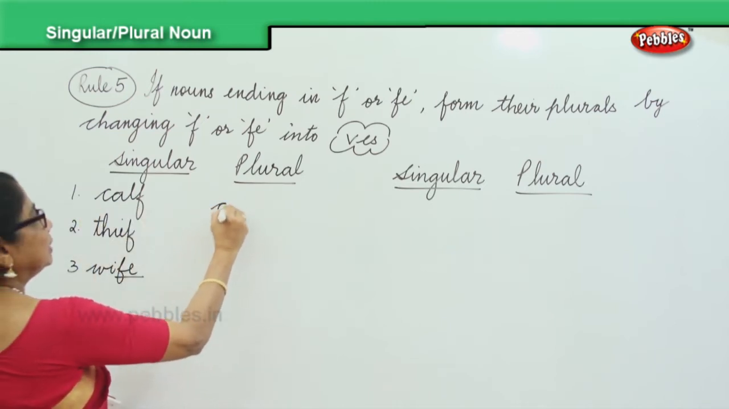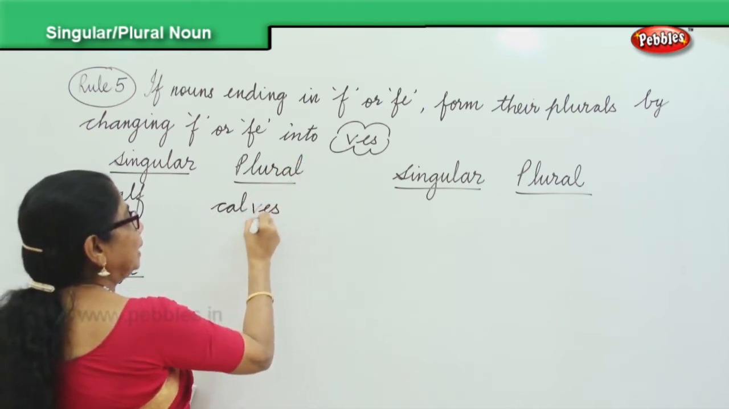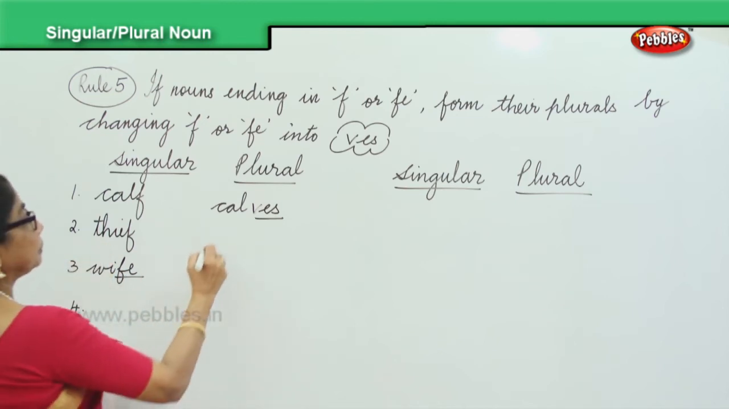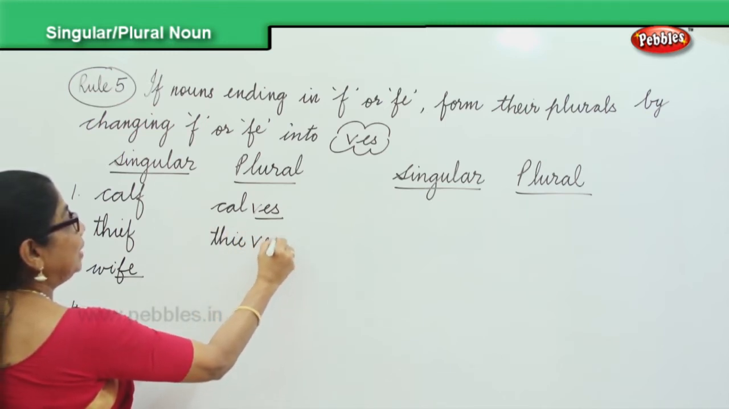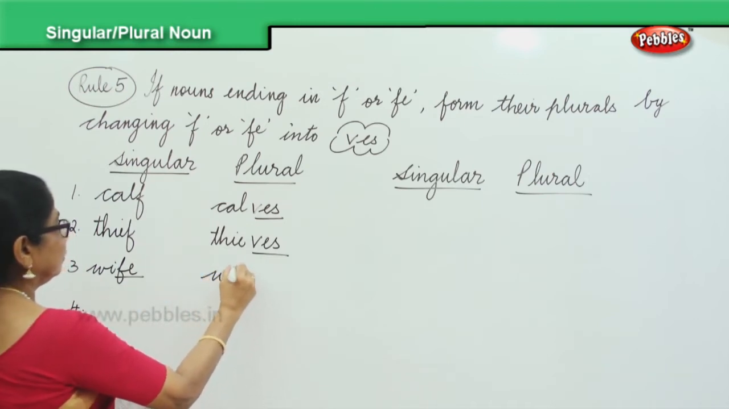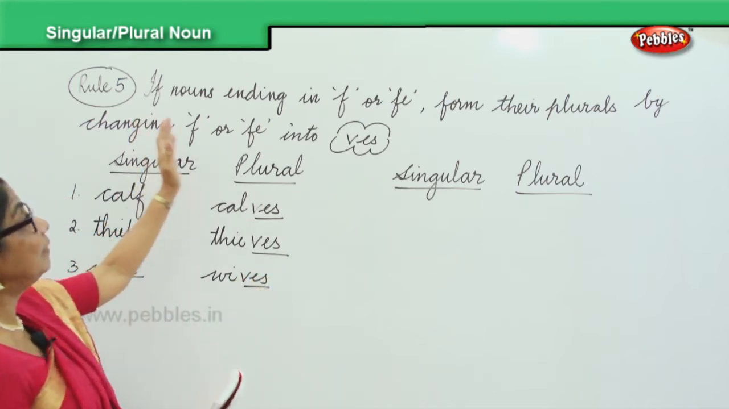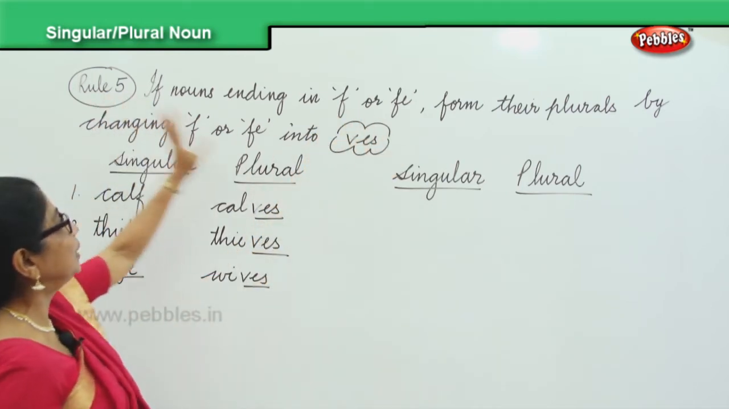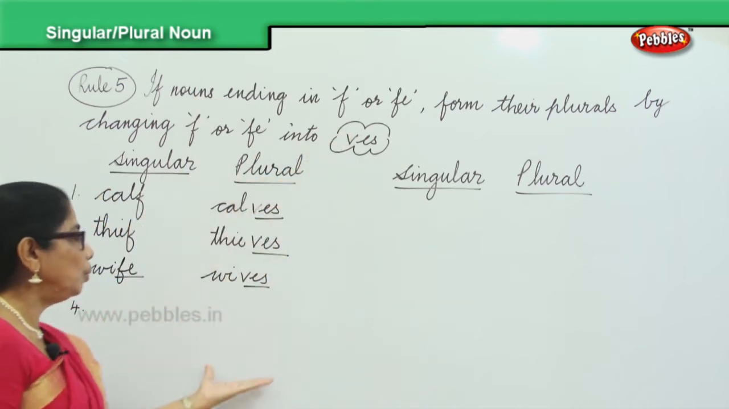Calf. Simply add VES, and it becomes more than one: calves. Thief. We add VES: thieves. Wife: wives. Your rule number 5 is: if the nouns end in F or FE, we change the F and FE and put VES to form the plural number.